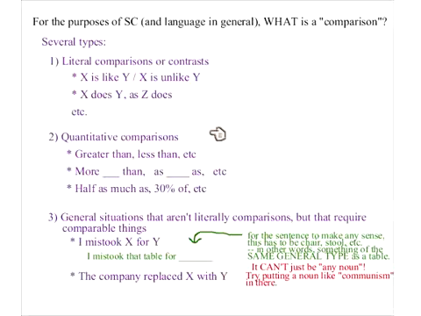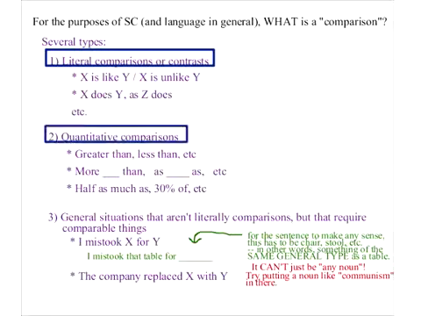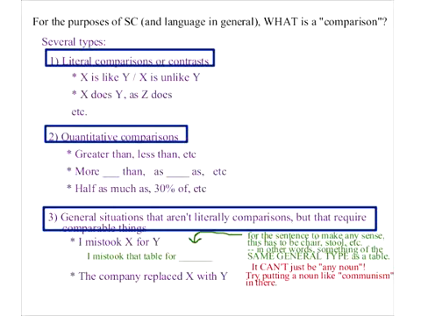So these are what comparisons are. There's literal comparisons and contrasts. This is probably the easiest type for you to see. There's quantitative comparisons where you make things numbers or greater than or less than or whatever. And then there's more abstract situations that still require some kind of not literal comparison, but that require you to have things in the same kind of general class. Smiley face if this makes sense. If you have any questions, please go ahead and type them.